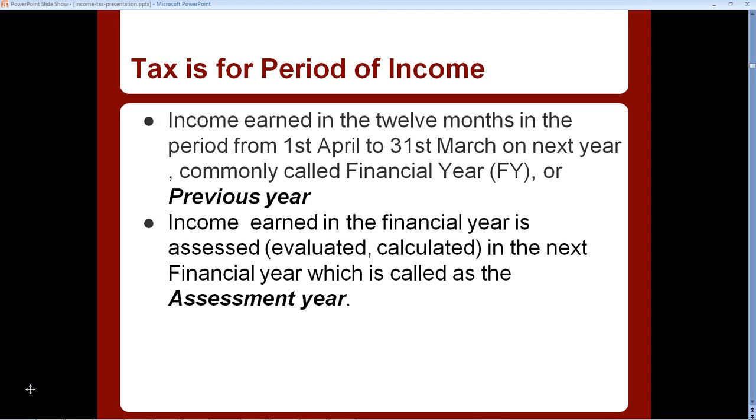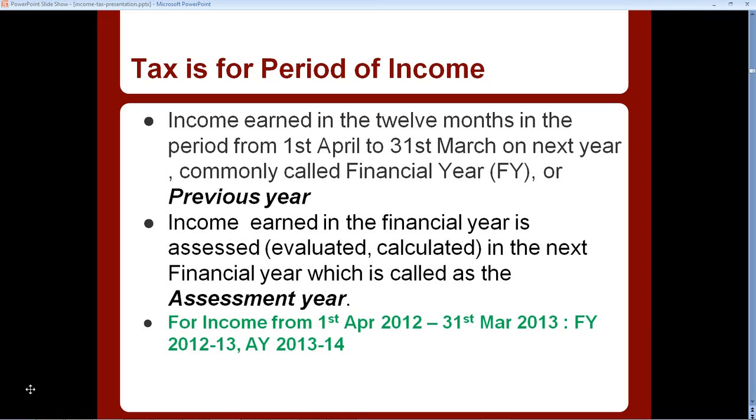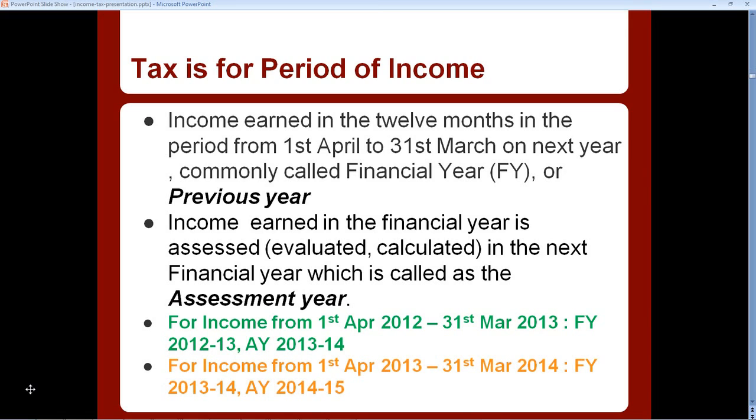So, for the income earned between 1st April 2012 to 31st March 2013, called the financial year 2012-13, or the assessment year 2013-14, and for the income that you earned from 1st April 2013 to 31st March 2014, that is the financial year 2013-14 or the assessment year 2014-15. The income earned in the financial year 2013-14 will be assessed in the assessment year 2014-15. You would need to file your income tax return by 31st of July 2014.